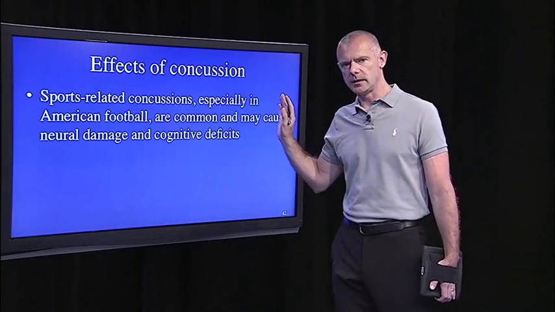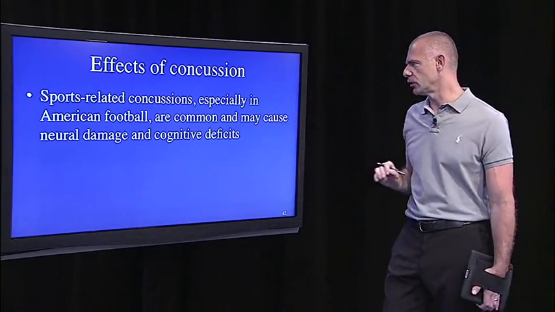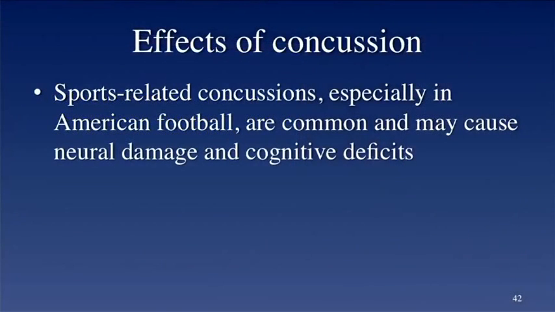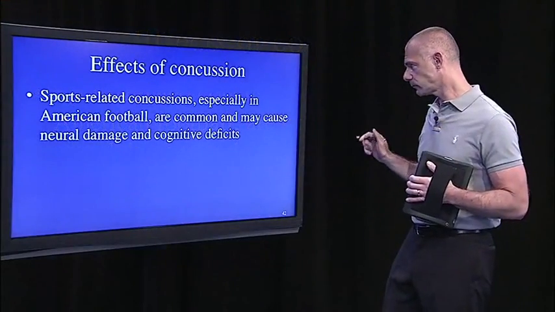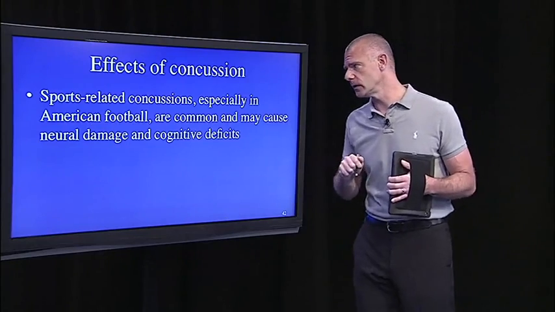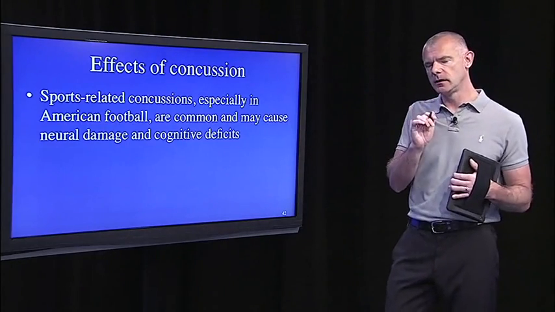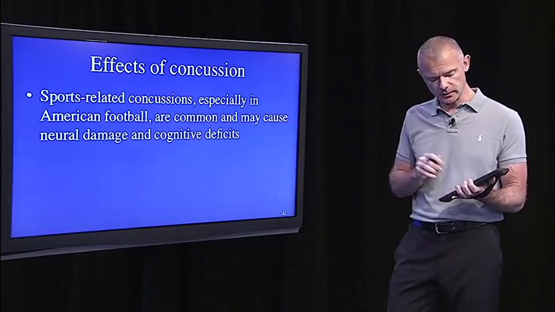So one example is the effect of concussion. And here I'm going to talk about just sports-related concussion. There's also a lot of research on just head trauma and how that can affect the brain and cognitive performance and just behavior generally. But here in the US, and actually here at Princeton University, there's a big study going on looking at the effect of sports-related concussion, particularly among football players, and how it can cause neural damage and cognitive deficits.